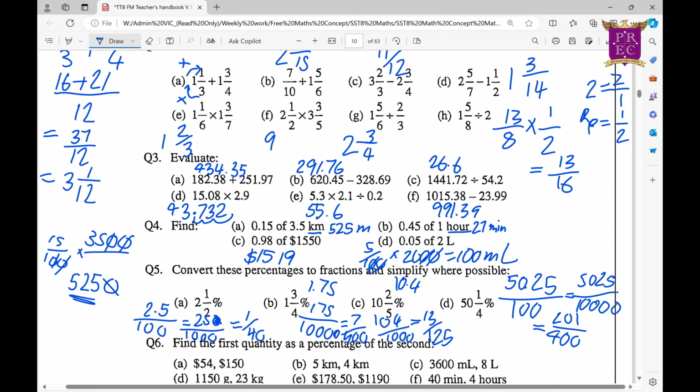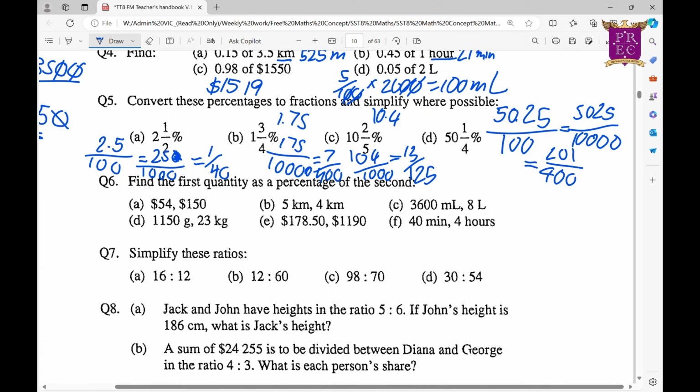Alrighty, we'll keep going. Find the first quantity as a percentage of the second. It's very easy. What you've got to do is put it as a fraction first and find out what percentage it is. Okay, so for the first one, we do 54 over 150. We'll divide it by 2, which gives us 27 on 75. Is there a correlation here? Yes. 3 goes into 27 9 times. 3 goes into 75.